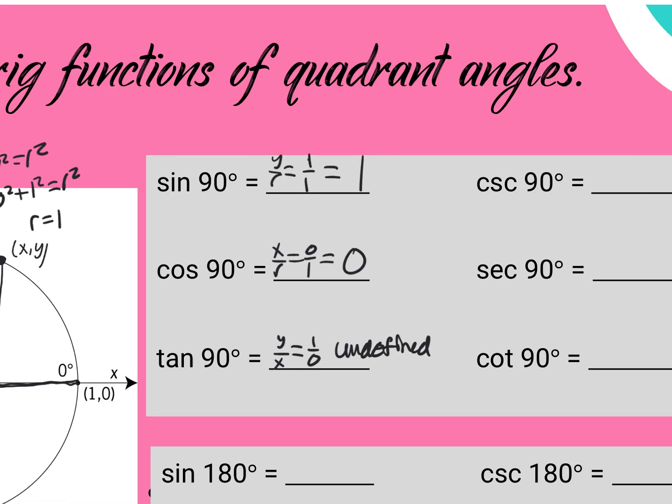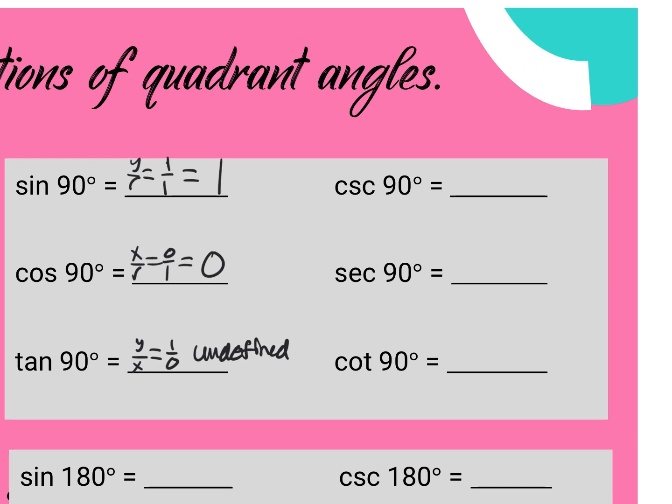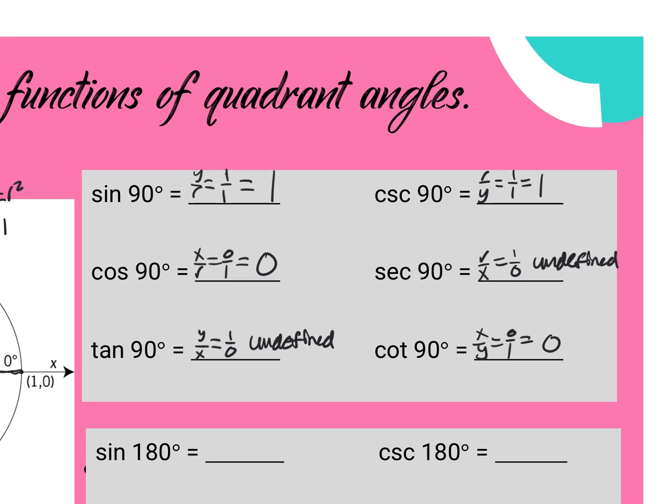All right. Now I can do the same thing with cosecant, secant, and cotangent, right? Cosecant is r over y, which is 1 over 1, which is 1. Secant is r over x, which is 1 over 0, which is also undefined. And then cotangent is going to be x over y, which is 0 over 1, which is 0. All right? So then we get those values at 90 degrees.